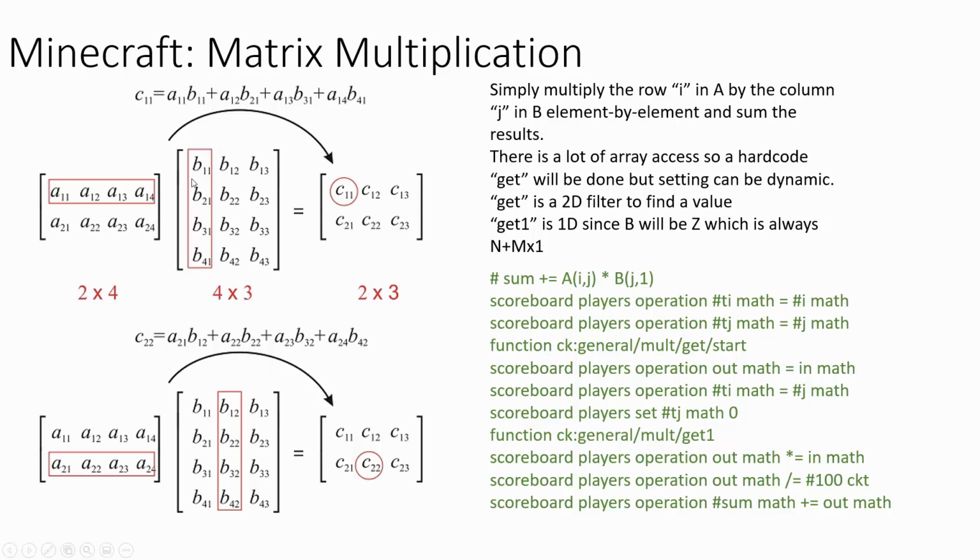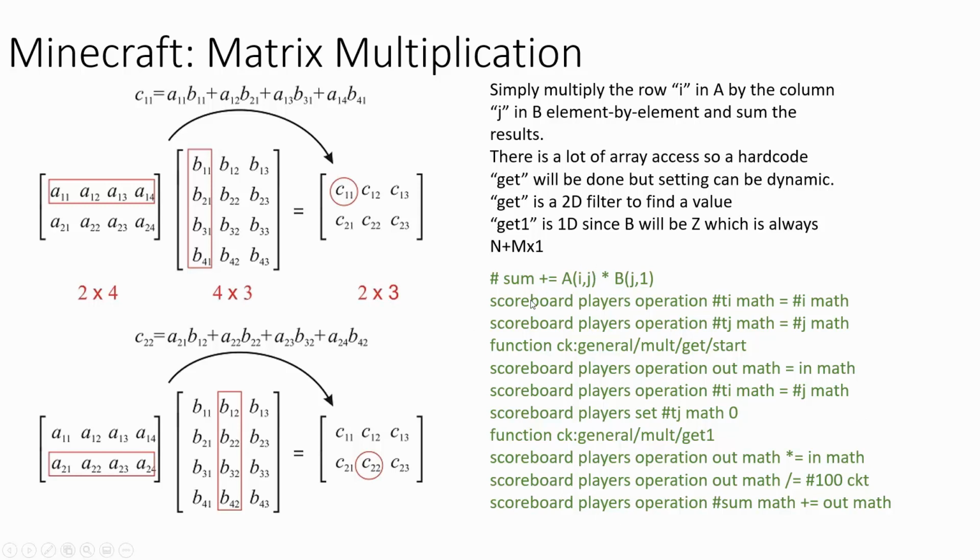Lucky for us, B only has one column, so we can just use a single get filter. This is just a single function for get. And then you also need a function for the get from A. Because ours is only a Z matrix, it's always n plus 1 by 1, so it's just a single column, so that'll make it a little easier. So then this is kind of what we do at each element.